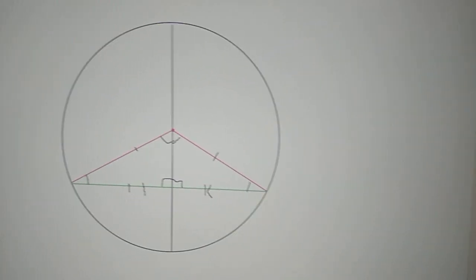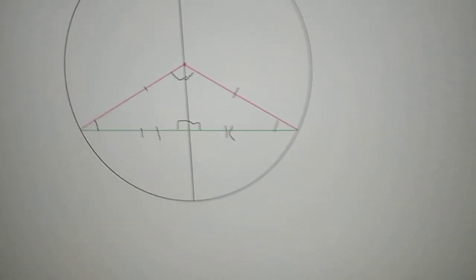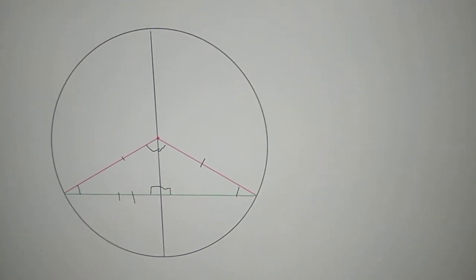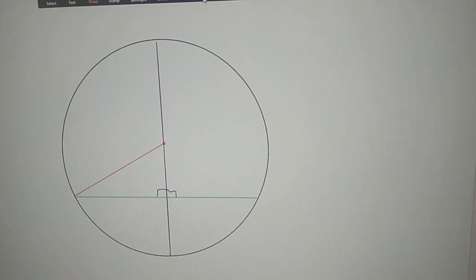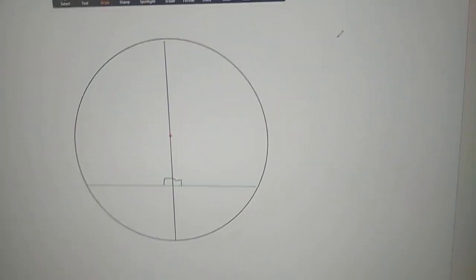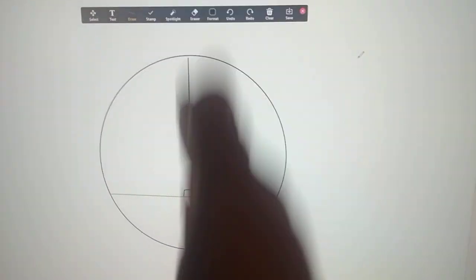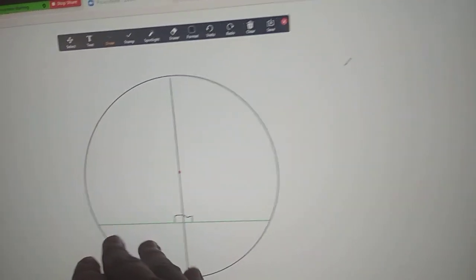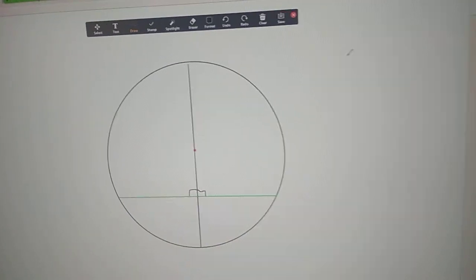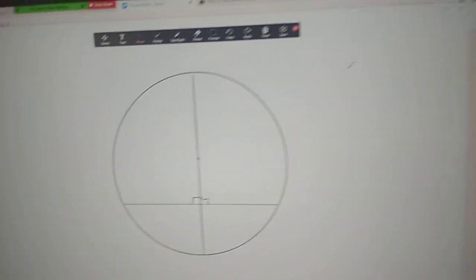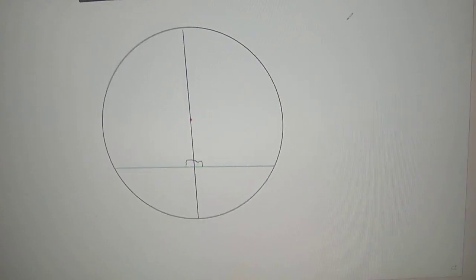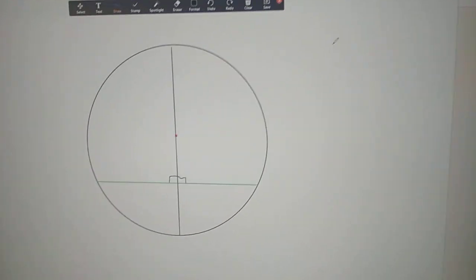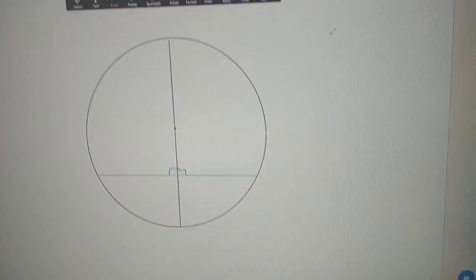Whoa! Thus, we have shown now that in a circle, if we have a straight line crossing through the center and falling perpendicular to another straight line that is not crossing through the center, it will bisect that other straight line. Quod erat demonstrandum. That's all.